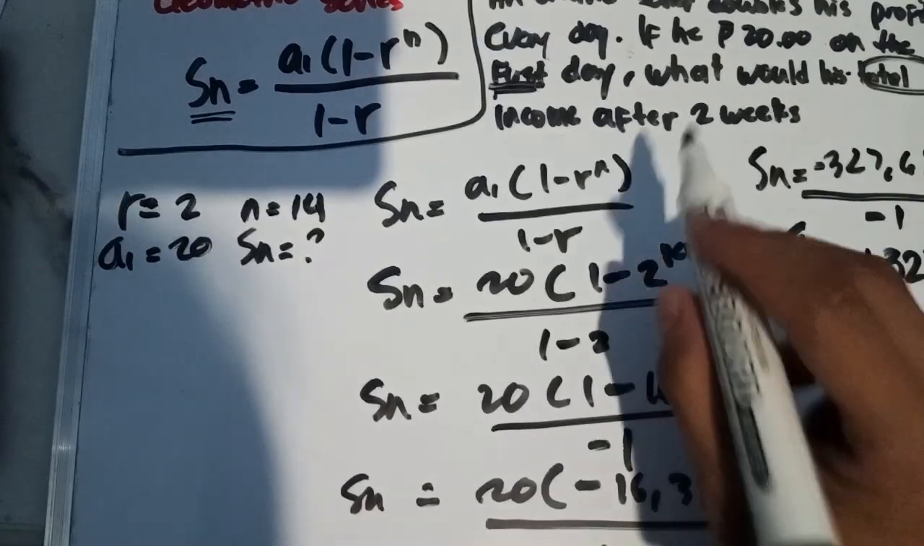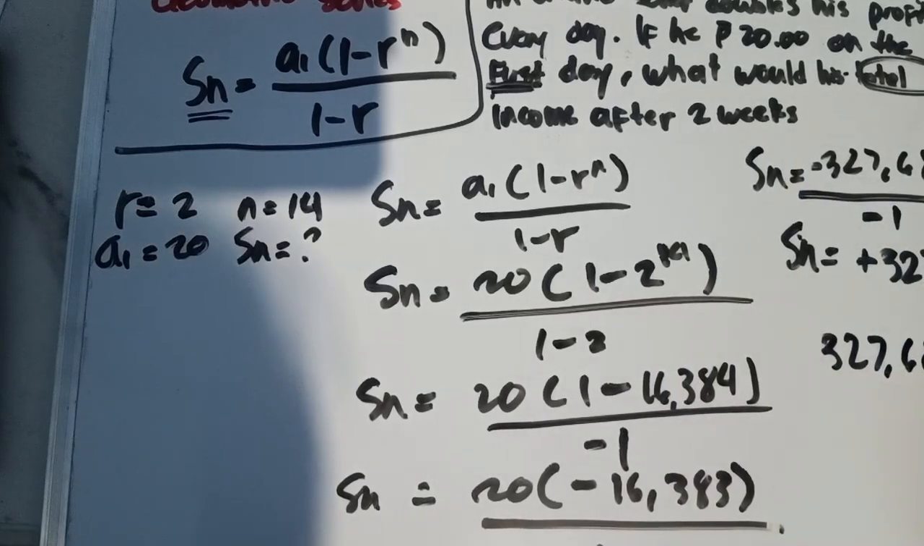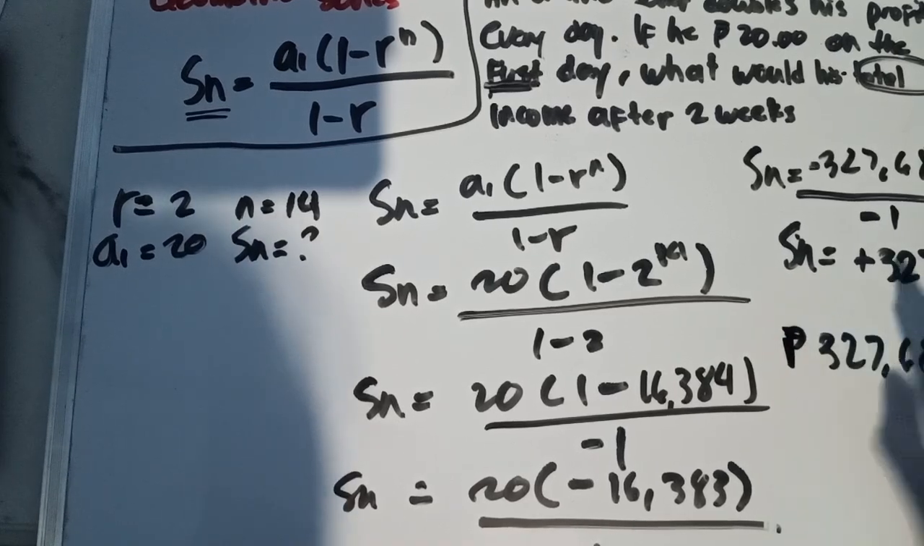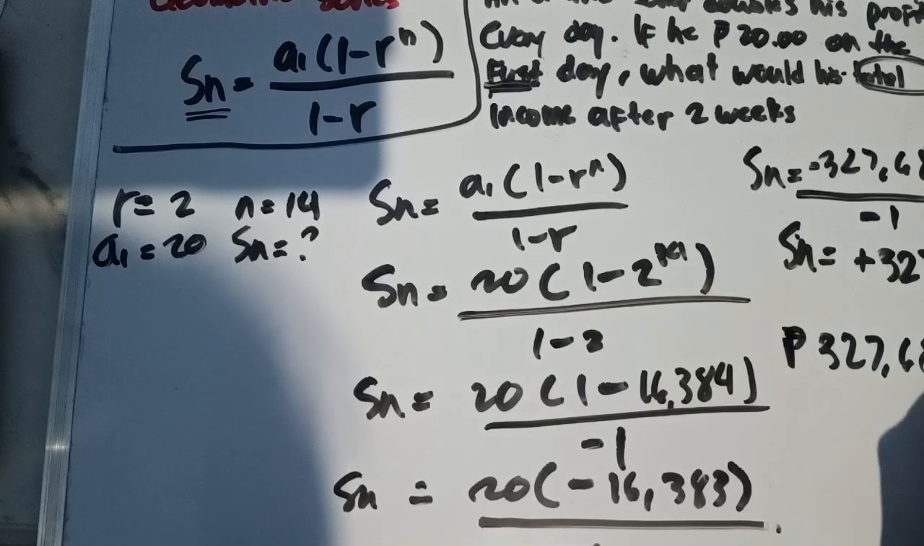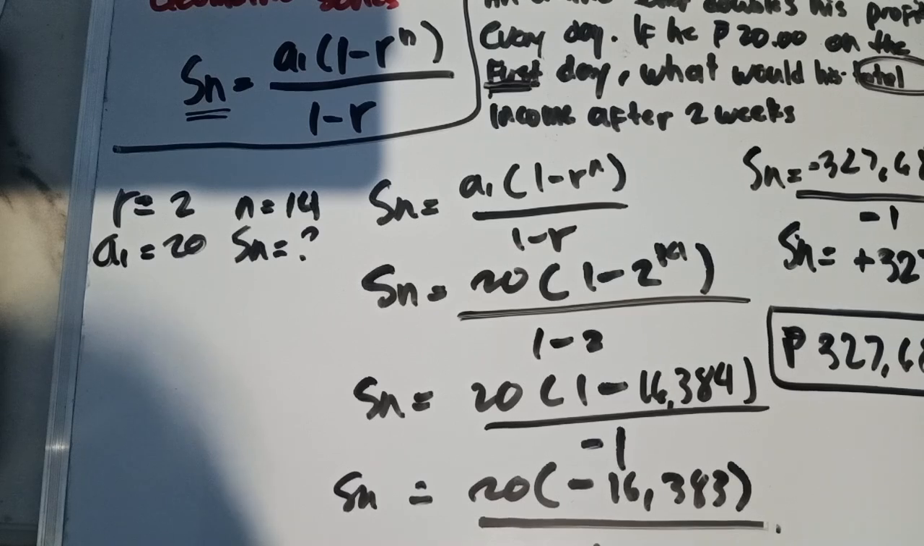So our answer is 327,680 pesos, since we are referring to total of money or income. So this will be our answer. Let's try another.